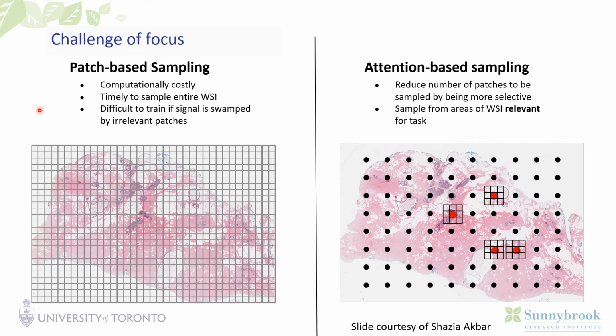Another challenge in digital pathology is focus. If we have thousands of patches in a single whole slide image, it's very computationally costly to feed all those through a training algorithm. Also, if we feed in all of the background patches and all of the fat patches, we run the danger of swamping any useful information content that may be in the stroma or the epithelial cells. So there's a lot of interest in digital pathology in attention-based sampling, where you try to be more selective about what part of the images you look at. There's a whole bunch of different kinds of algorithms to do that, which I won't be going into much in this talk.